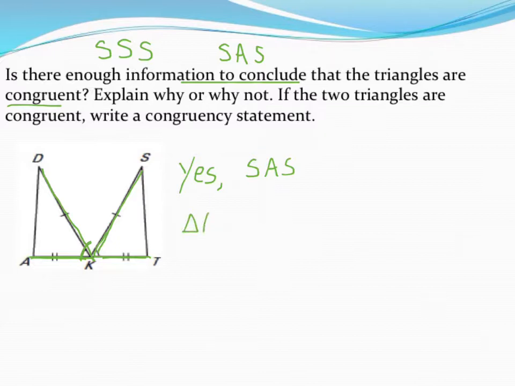And again, I'll write my congruency statement. The order of the first triangles don't matter. I prefer they're in alphabetical order. The second triangle may or may not be in alphabetical order. Make sure things match up. This matched up in the correct order would be triangle TSK.